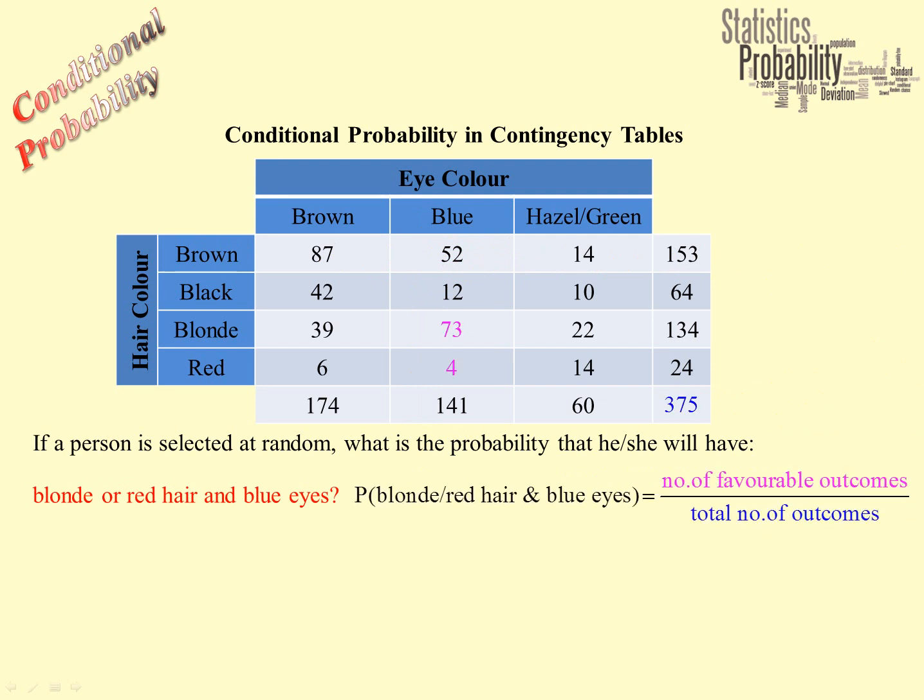Blonde or red hair and blue eyes. So blonde or red, so anything in this here, but it has to be blue eyes, so therefore it's those two values there. So we're going to add those because there's 73 and 4 of them. So there's 77 people meeting that condition inside the blue eye column.